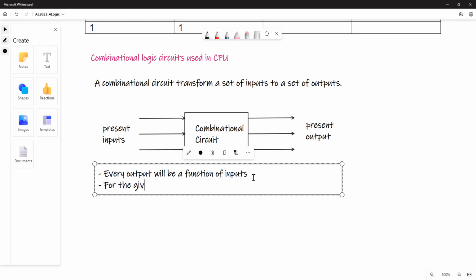For the given same input, the output will also be the same.